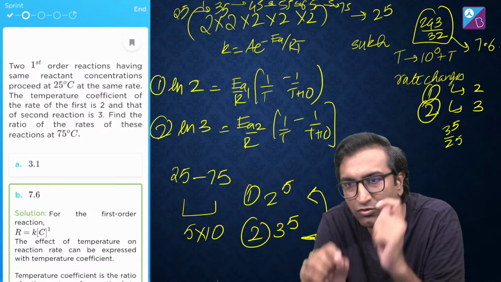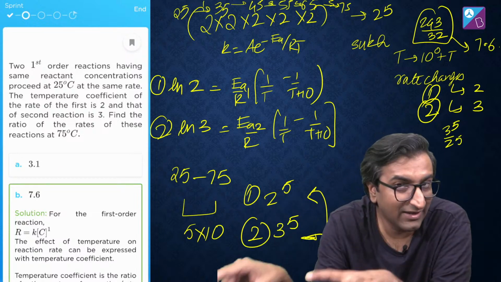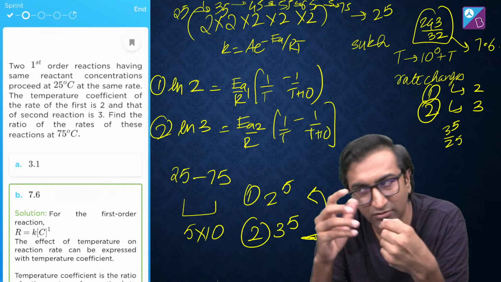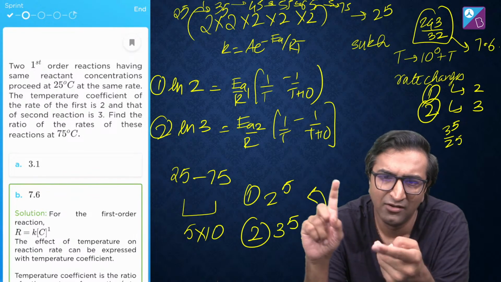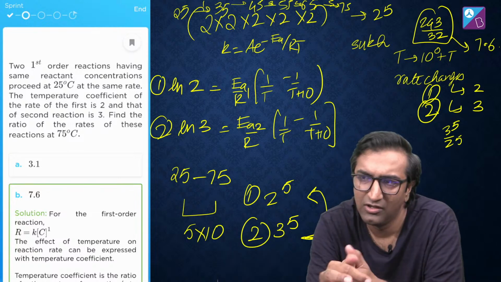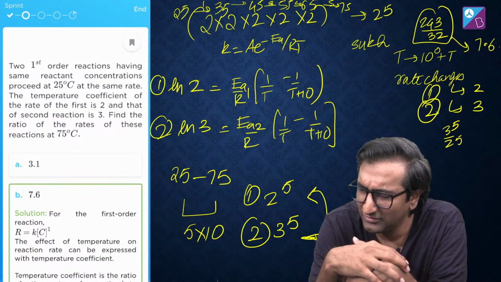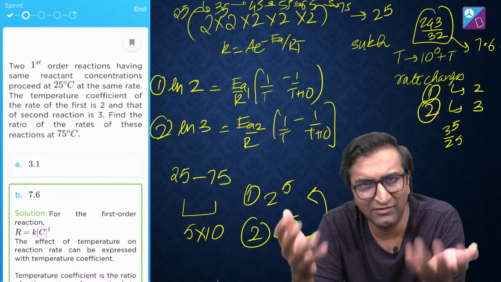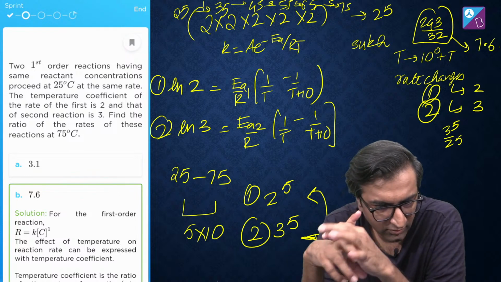5 बार डबल मतलब 2 into 2 into 2 into 2, 5 बार. That is 2 power 5. Similarly, for the second reaction, I get 3 power 5. So the ratio of these rates is 3 power 5 by 2 power 5. How do you get to 3 power 5? Simple है. 3 into 3 into 3, 9 हो गया. Into 3 एक बार 81, एक और बार 3, 243. 3 power 5. 2 power 5 is very easy, man. 2 power 4 is 16, that you know, into 2, 32. Cool.